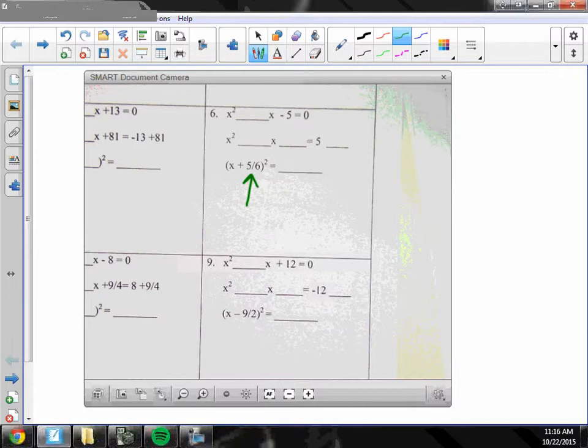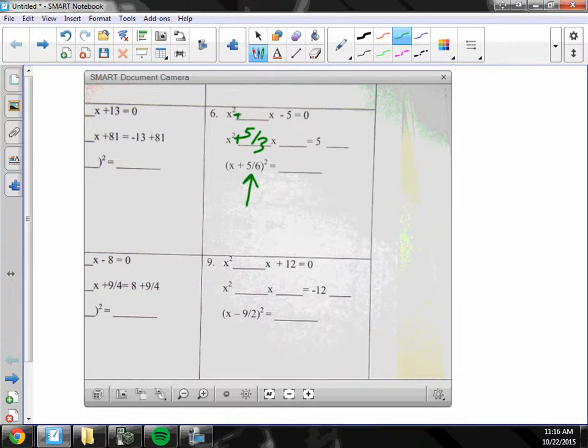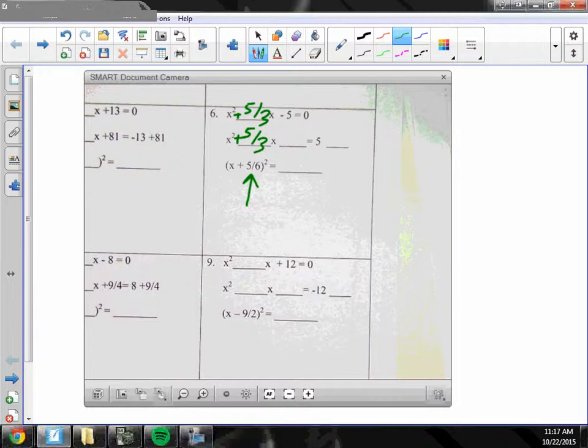That's the middle term. So this is plus 5 over 3. Plus 5 over 3. Does anybody not understand why it's 5 over 3? Okay, here's one way to do it. What number is twice as big as 5 over 6? Well, 5 over 6 times 2 would be 10 over 6, which simplifies to 5 over 3.